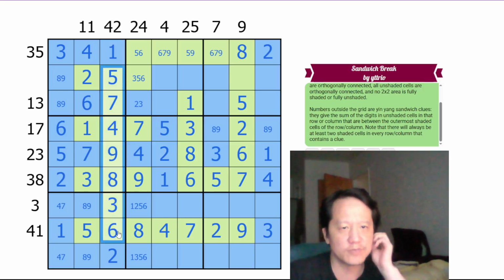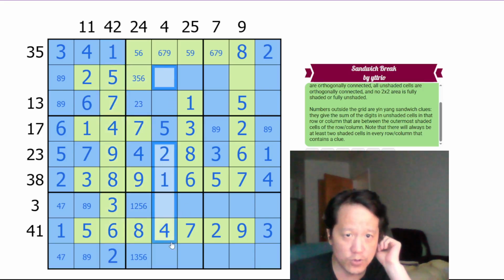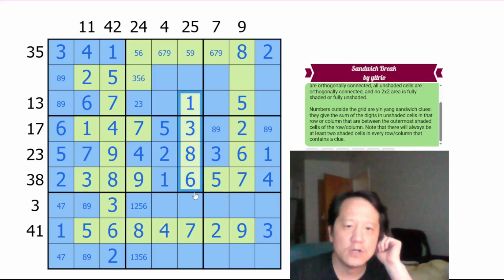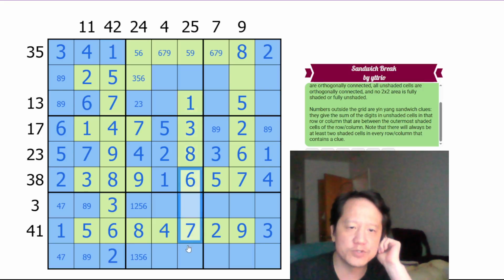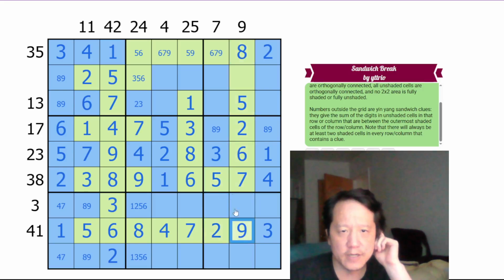That definitely adds up to 42. 7, 8, 9 adds up to 24. 4 adds up to 4. 1, 3, 8, 6, 7 is 12 plus 13, which is 25. 2 and 5 add up to 7. And then 9 adds up to 9.